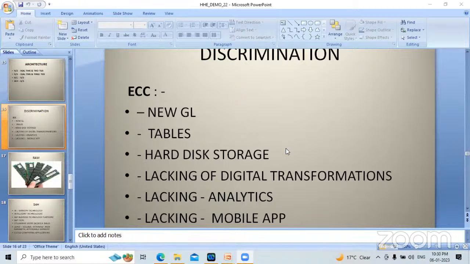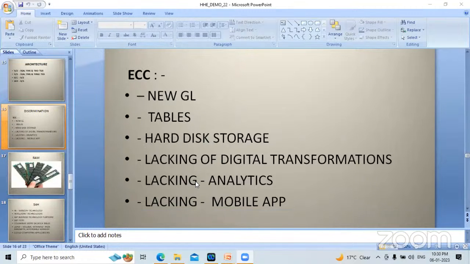Now over here, when we are having the storage as hard disk in your ECC, after 2 to 3 years, employees started facing the problem of slowness, redundancy. Again, they need to change the storage. For that, sometimes they go for the data loss also. So for all these reasons, this hard disk is not compatible in this era. Then no digital transformation is over here, no analytics is over here, no mobile application is over here.